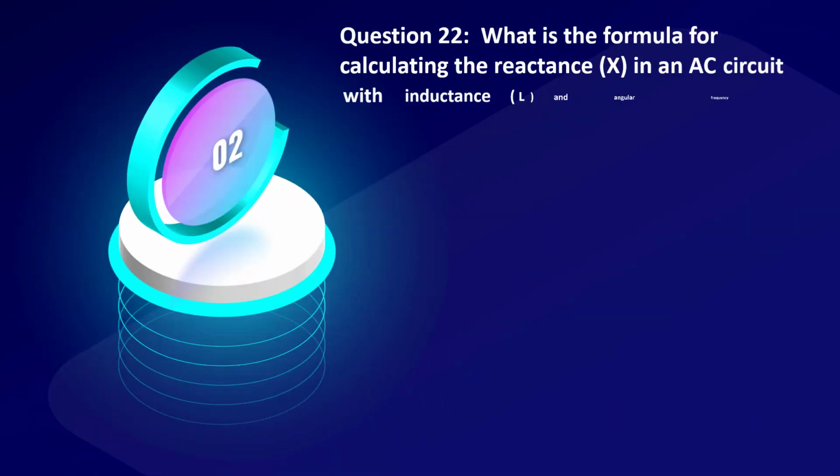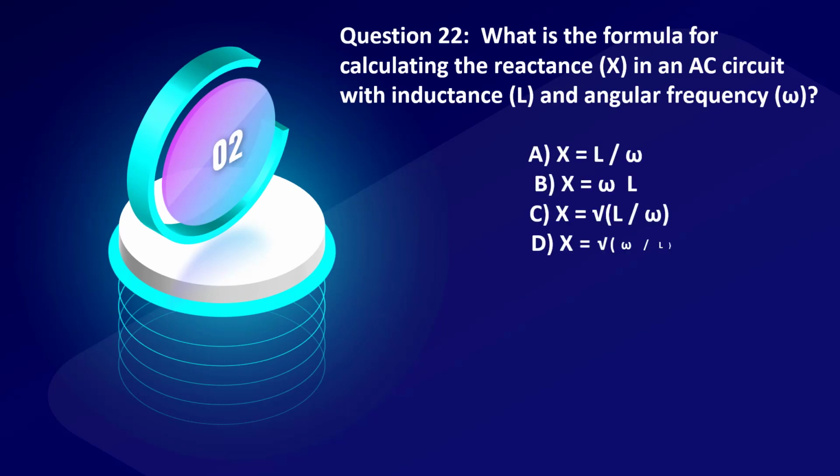Question 22. What is the formula for calculating the reactance, X, in an AC circuit with inductance, L, and angular frequency, omega? A. X equals L/omega. B. X equals omega L. C. X equals square root L/omega. D. X equals square root omega/L. Answer: B. X equals omega L.